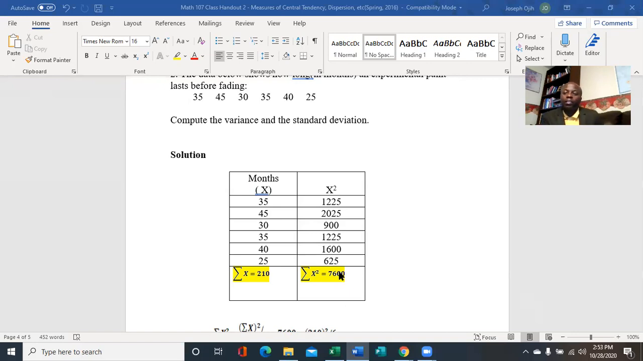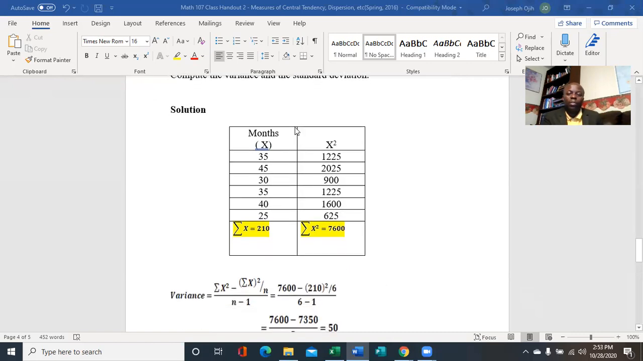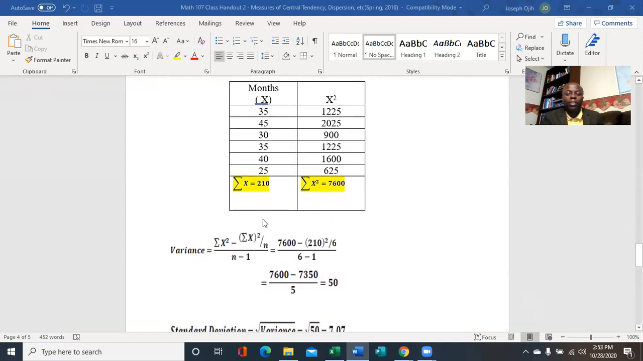Now we are ready to calculate the variance. Be careful when making this table, because if you make any mistake here, all your answers will be wrong. Sorry about that, but that is statistics. Now you plug this in. Our sum of x squared, you see right here already, is 7,600. We put it in this part of the formula.